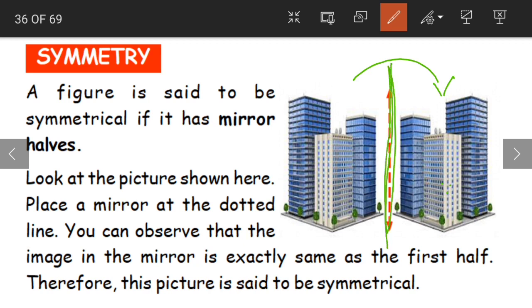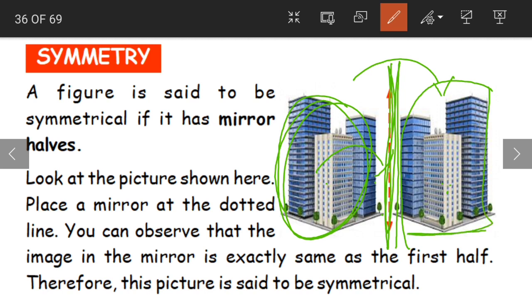That means if you place a mirror here and look, okay children, we can see this part's reflection in the mirror, right? So what is visible in the mirror is the same as the other half of the picture. What we can see in the mirror and the other half of the picture, both are the same. Understood? So when we have such figures, then we call them symmetrical figures. This concept is known as symmetry.